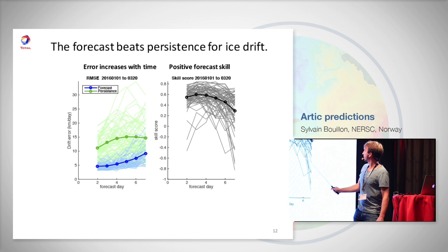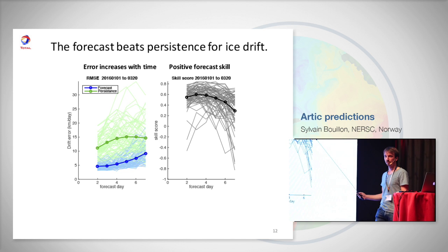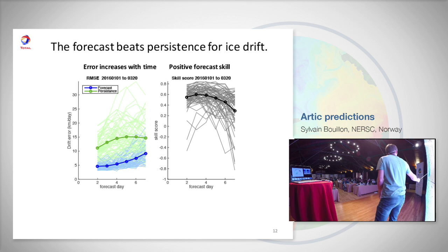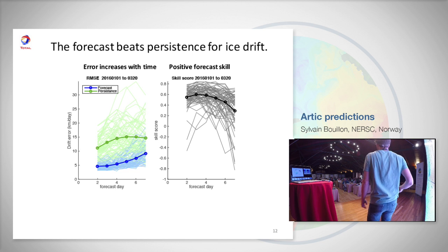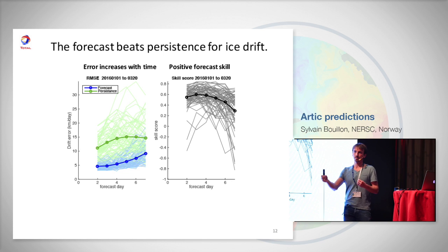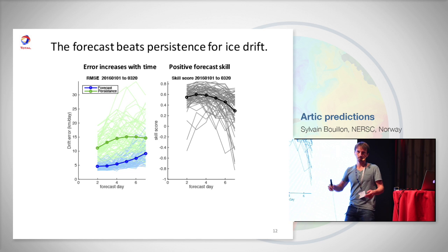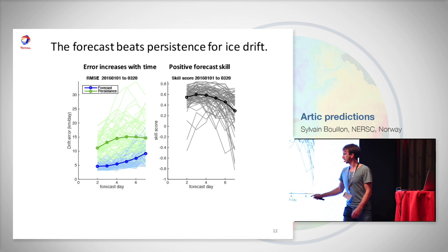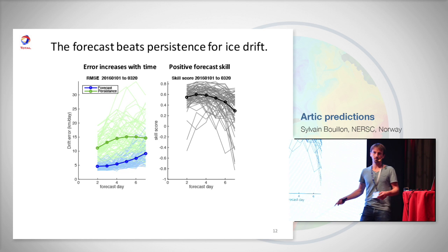Thanks to this analysis, we found that the skill score was decreasing with time because the error was increasing with time. But this is normal because it's very difficult to predict the wind days in advance, and the ice drift is highly correlated to the wind. So to improve that, we need to improve the wind forecast.